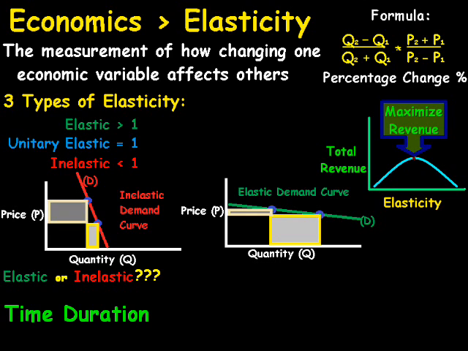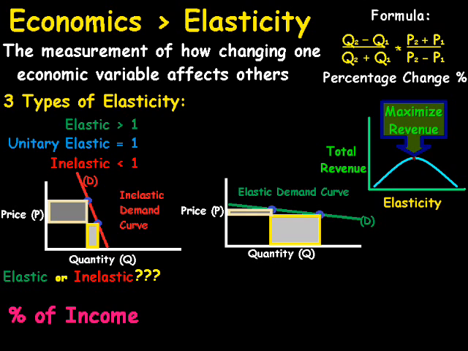Another item is time duration. Typically speaking, the longer the duration, the more elastic demand is, because consumers can switch. Now, in the short term, not so much. It's more inelastic. Consumers can't make switches, or it takes time to make switches.